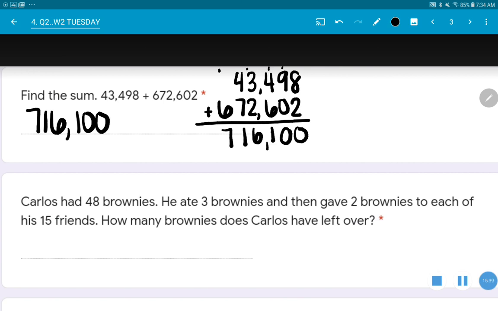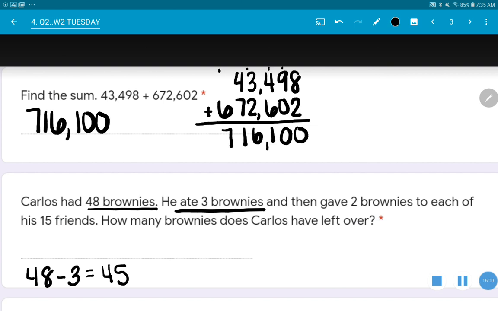Next, Carlos had 48 brownies. He ate 3 brownies and then gave 2 brownies to each of his 15 friends. How many brownies does Carlos have left over? So we know he started with 48. If he ate 3 brownies, he's getting rid of those. So I'm going to subtract that. 48 minus 3, that leaves him with 45 brownies.